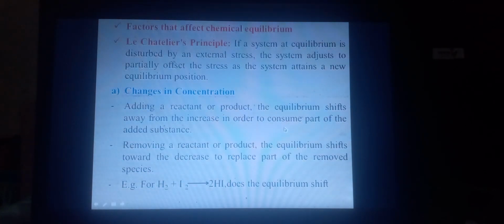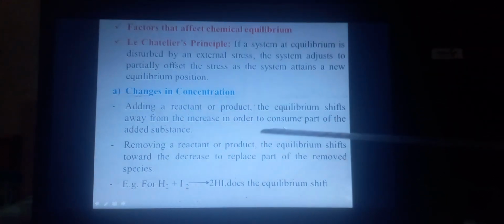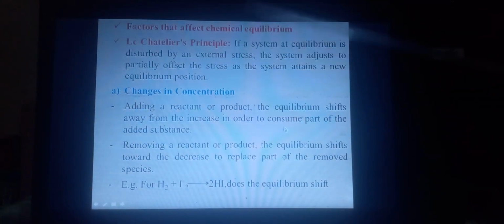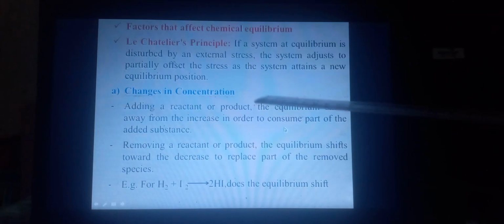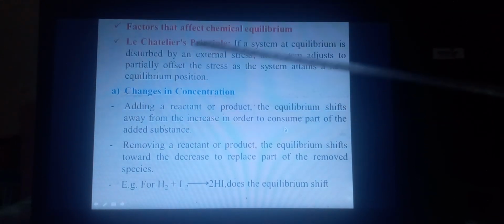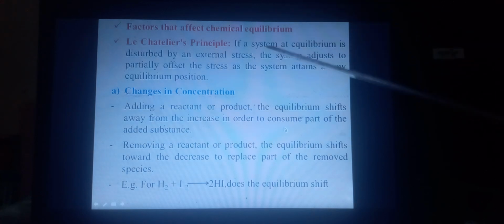So, factors that affect a chemical equilibrium. Before we move to that, let us look at Le Chatelier's principle. How does it state? It states that if a system at equilibrium is disturbed by an external stress, the system adjusts to partially offset the stress as the system attains a new equilibrium position. So if any factor of a system at equilibrium is altered, maybe temperature, concentration, and so on, the equilibrium will shift automatically in the direction that offsets, or opposes, that change.